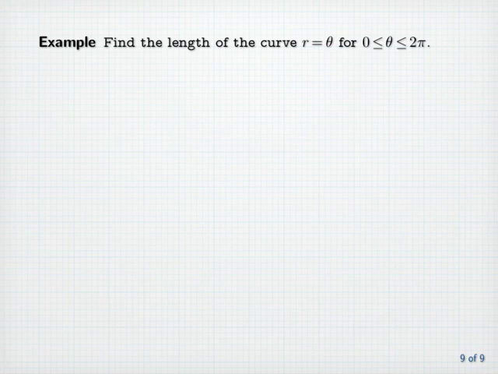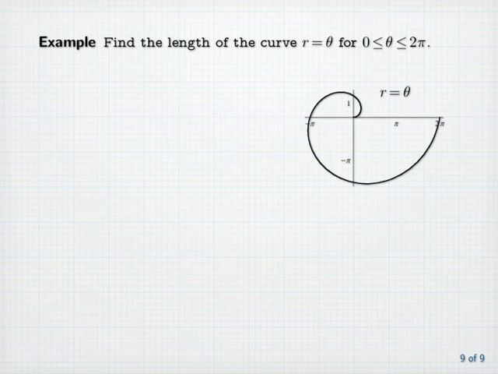One more example. Find the length of the curve r equals theta for theta between 0 and 2 pi. Here's the curve. Observe that r equals 0 when theta equals 0, r equals pi over 2 when theta equals pi over 2, r equals pi when theta equals pi, r equals 3 pi over 2 when theta equals 3 pi over 2, and r equals 2 pi when theta equals 2 pi. Since dr/d theta equals 1, the length of the curve will be the integral from 0 to 2 pi of the square root of theta squared plus 1.